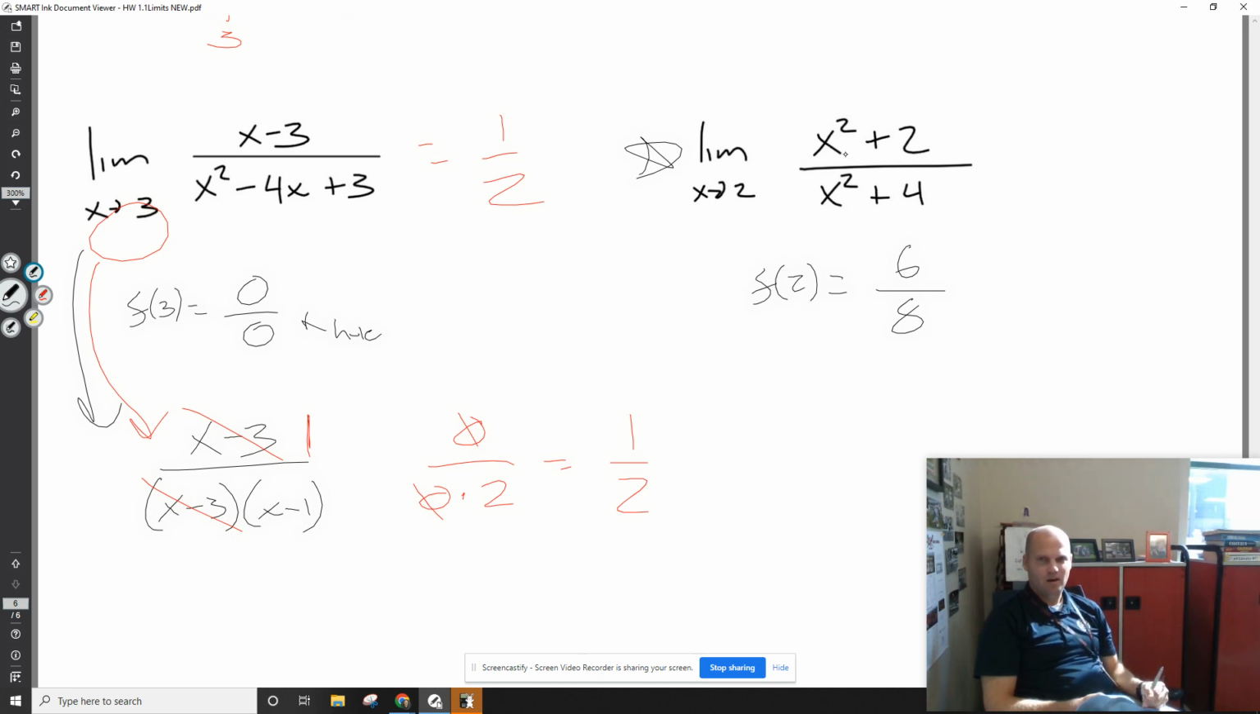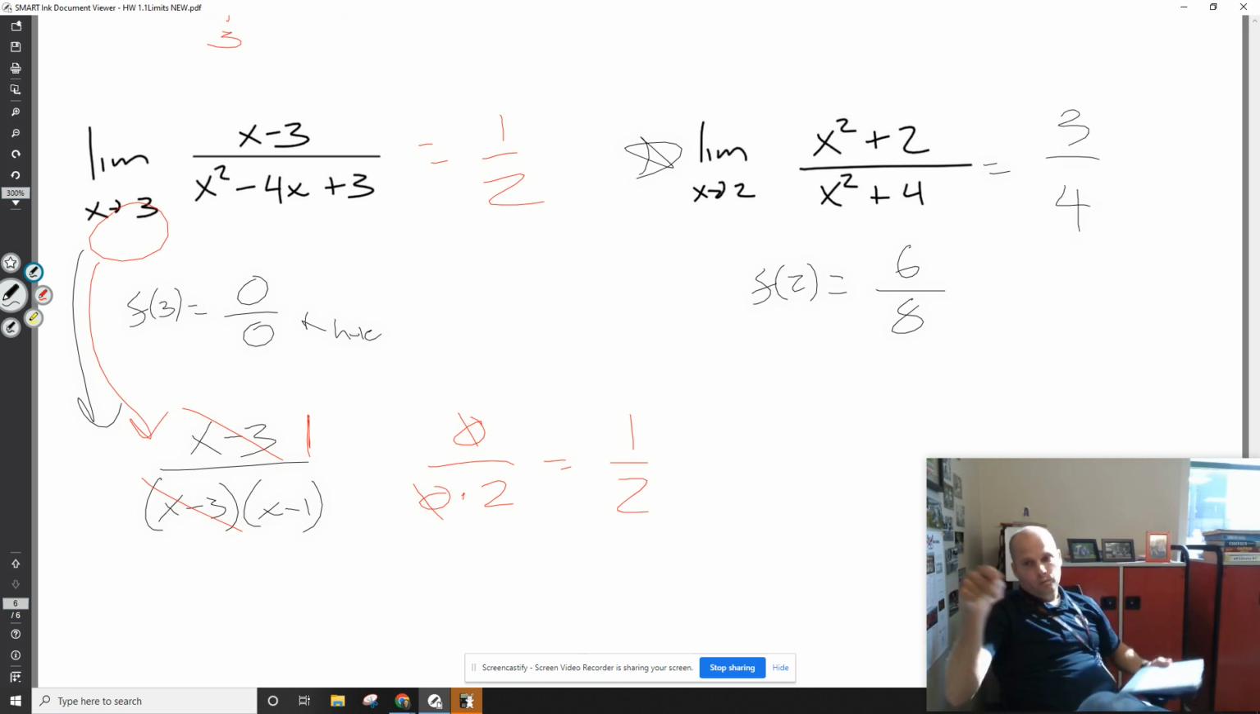This is just, oh, this is continuous. The bottom's never 0. I probably could have picked a different value, but whatever. It doesn't matter. Always make sure you plug in and see, do you get a value or don't you? 6 over 8 is the same as 3 over 4. We talked about this in class.